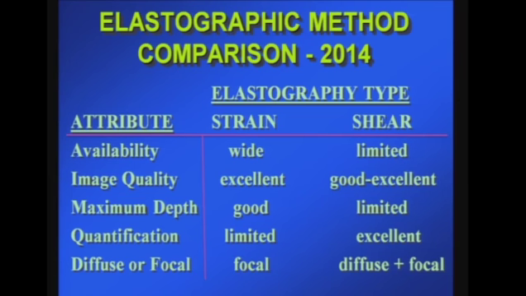Shear wave, you're limited by the attenuation of the push pulse and by the weakness of the shear waves, so you're limited to 6 centimeters to 8 centimeters depth. Quantification is very limited on strain elastography, but excellent on shear wave elastography, although the new techniques for strain elastography quantification are making extreme progress. Finally, strain imaging is great for focal lesions, but because it can't quantify very accurately, is limited for diffuse disease, whereas shear waves can be used for both diffuse and focal, but better for diffuse because of the problems caused by reflections at the boundaries of focal lesions.